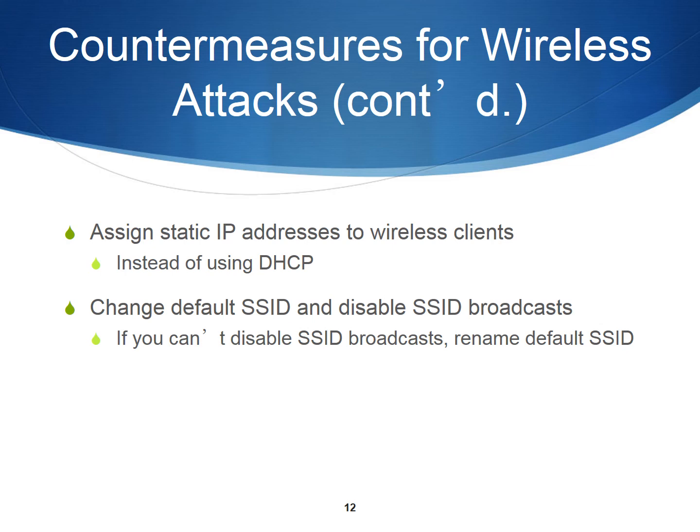Countermeasures for wireless attacks continued. Finally, as another countermeasure, assign static IP addresses to wireless clients instead of using much more vulnerable DHCP functionality. Change default SSIDs and disable SSID broadcasts. If you can't disable the SSID broadcasts, at least rename the default SSIDs to something else.